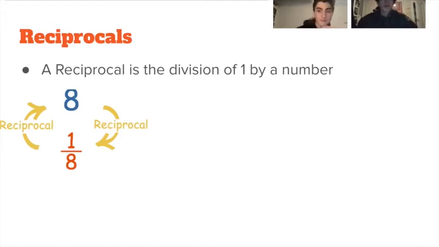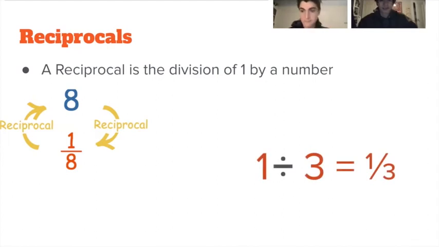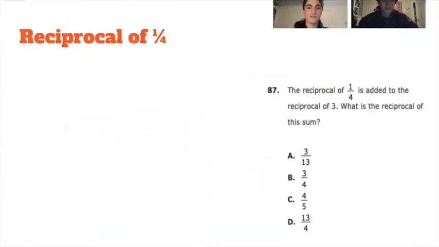Let's remember what a reciprocal is. The definition of a reciprocal is the division of 1 by a number. Let's take 3, for example. 1 divided by 3 is written as 1/3. So now that we have the reciprocal of 3, we can find the reciprocal of 1/4.